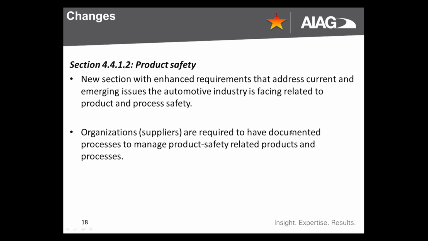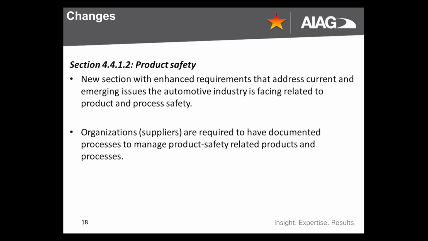Section 4.4.1.2 is a lengthy and important section on product safety. And it has enhanced requirements that address current and emerging issues in the automotive industry relating to product and process safety. And there's a lot of them. And this section was added to address some of the issues that we're seeing with Takata and General Motors, amongst other suppliers, not necessarily to single them out.